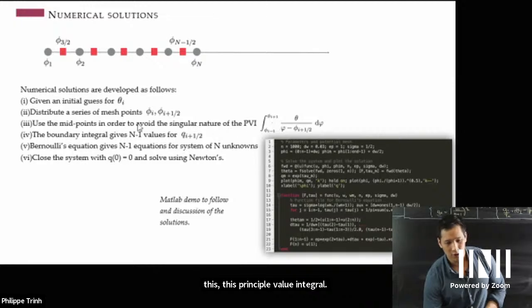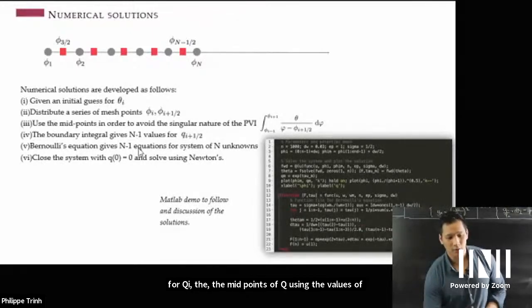So the boundary integral gives us n-1 values for q at the midpoints, using the values of theta. Bernoulli's equation gives us n-1 equations. And we have a system of n unknowns, and you can close the system with the condition at the origin.